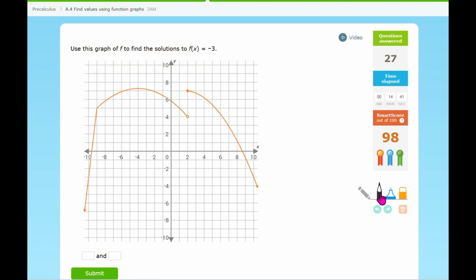I think this is the last question. We want y to be negative 3 because f of x is negative 3 right here. If I go left or right, I'll have this point right here and this point right here. So what are the x values? This is negative 10, and how about this one? This is 10. So f of negative 10 is negative 3 and f of 10 is negative 3.